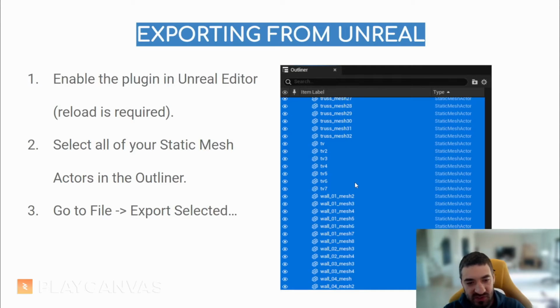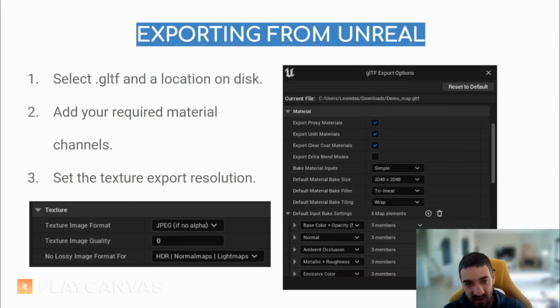Then select all of your static mesh actors in the Unreal outliner. And as a final step, go to File and Export Selected. You will get a big number of options to tweak and perfect your export. Some of the important ones are the selection of the material channels that you want to export.